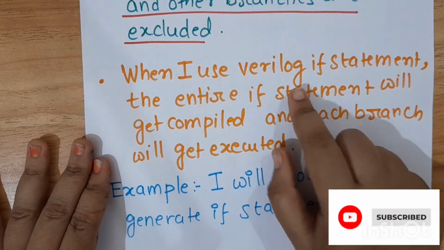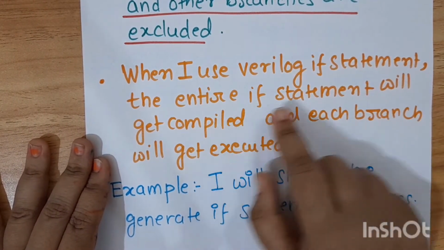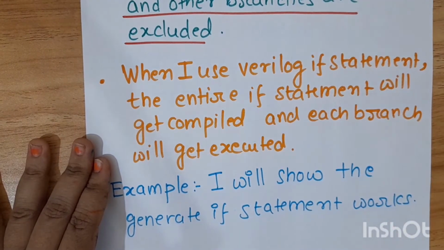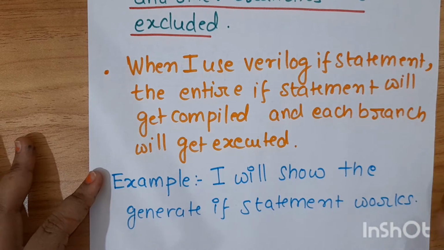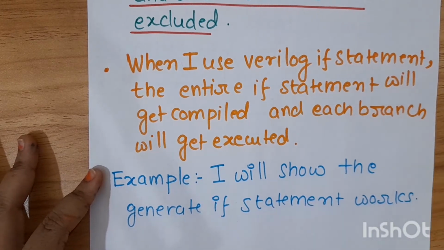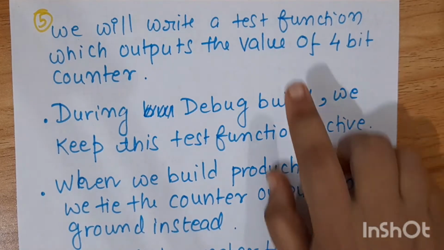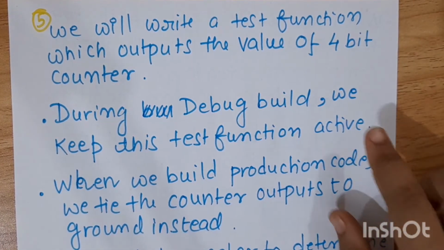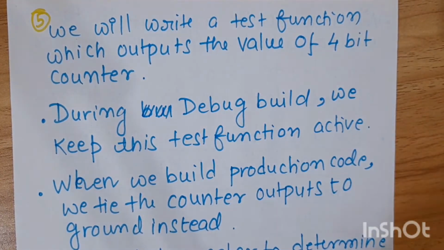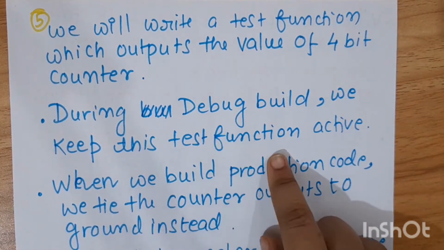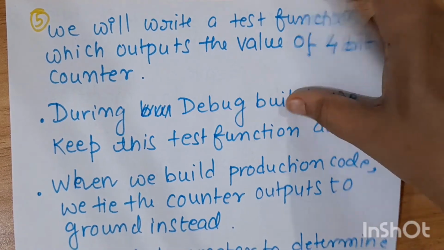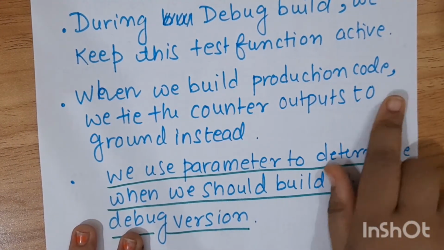When I use the Verilog if statement, the entire if statement will get compiled and each branch will get executed. So I will show you an example of how to use the generate if statement. We will write a test function which outputs the value of a 4-bit counter. And during the debug build, we keep this test function active. And when we build the production build, what will we do?